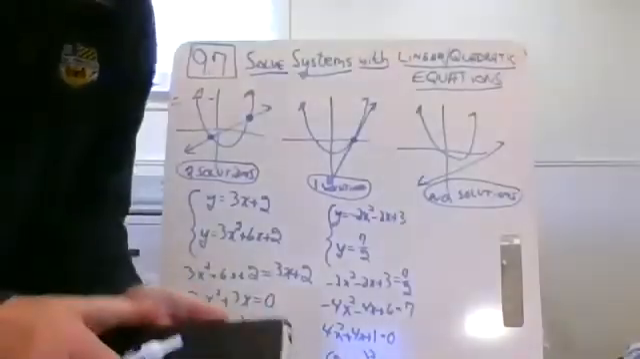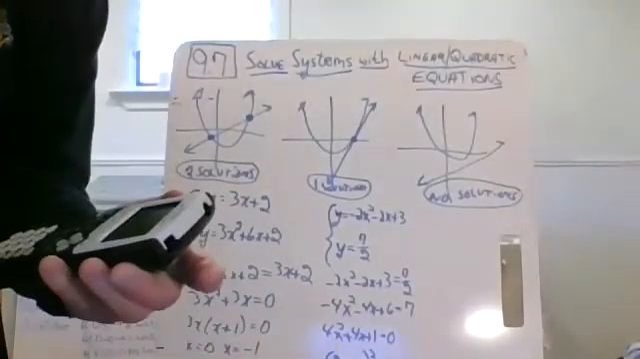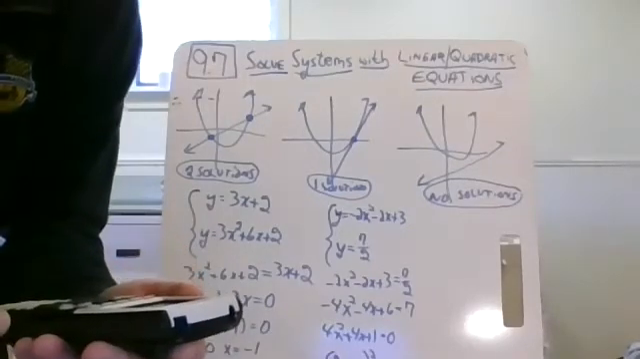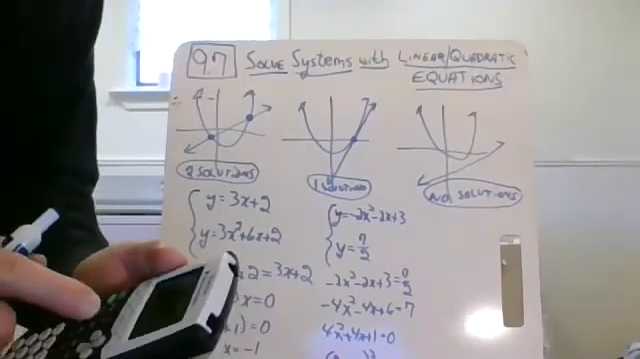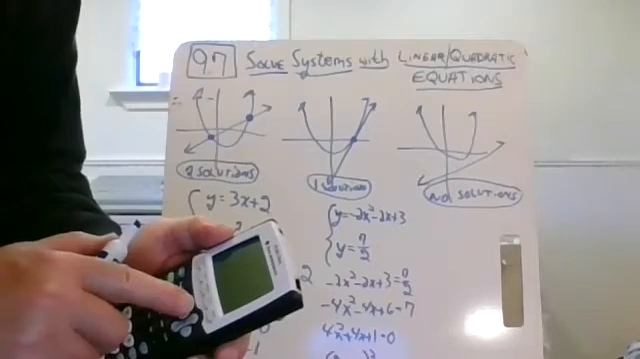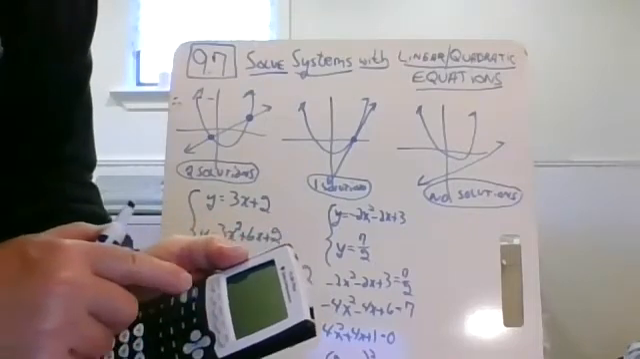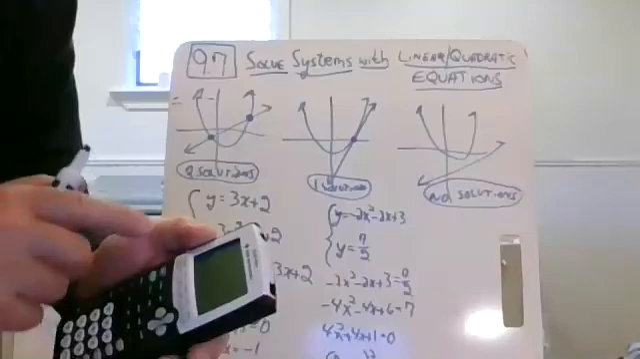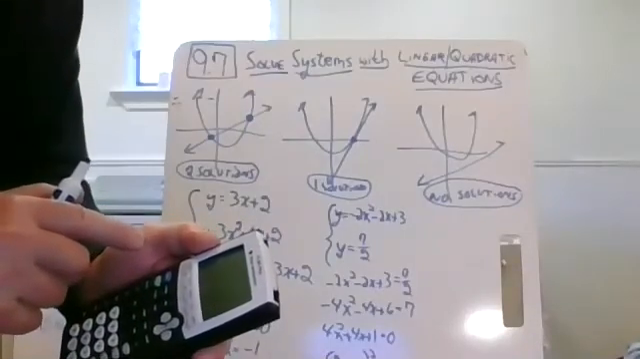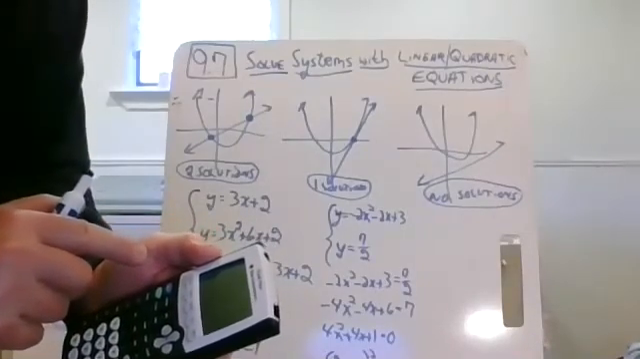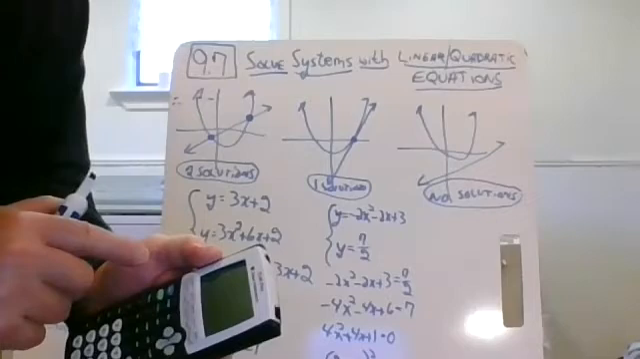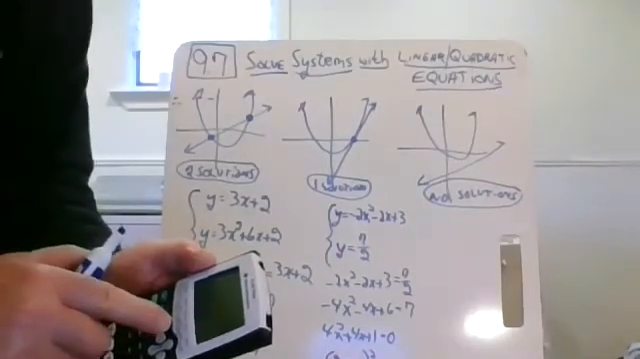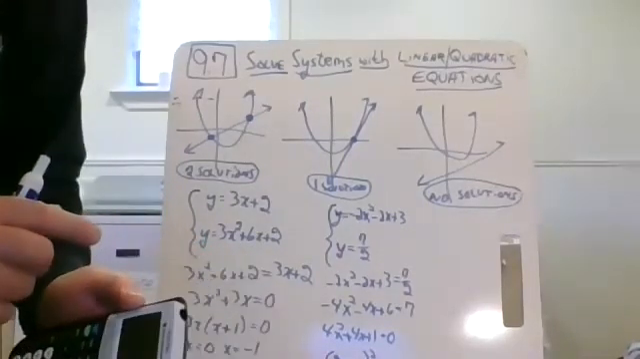calculator here. You need to go to calculate on your calculator. C-A-L-C, second brace, calculate. And then you go down to intersect. You hit the intersect button. Go to calculate, then go to intersect.